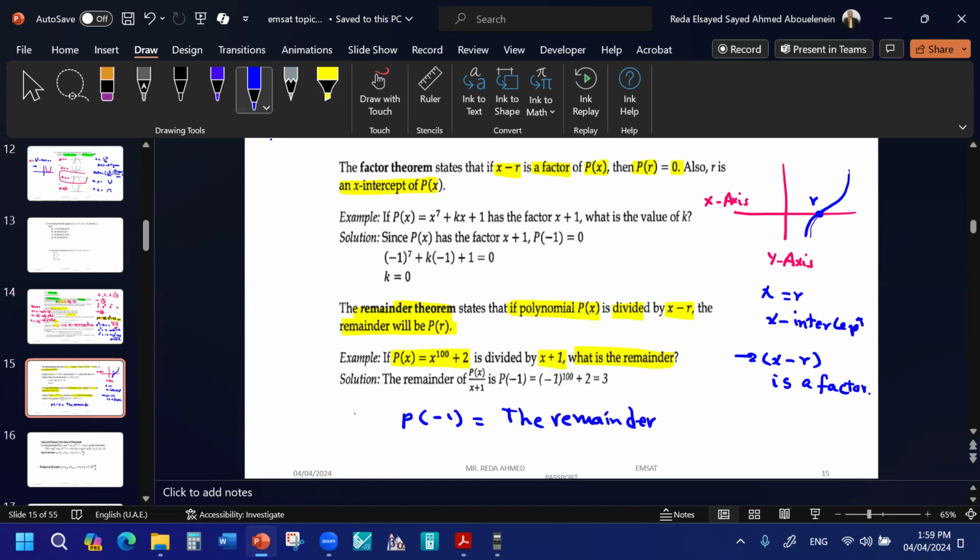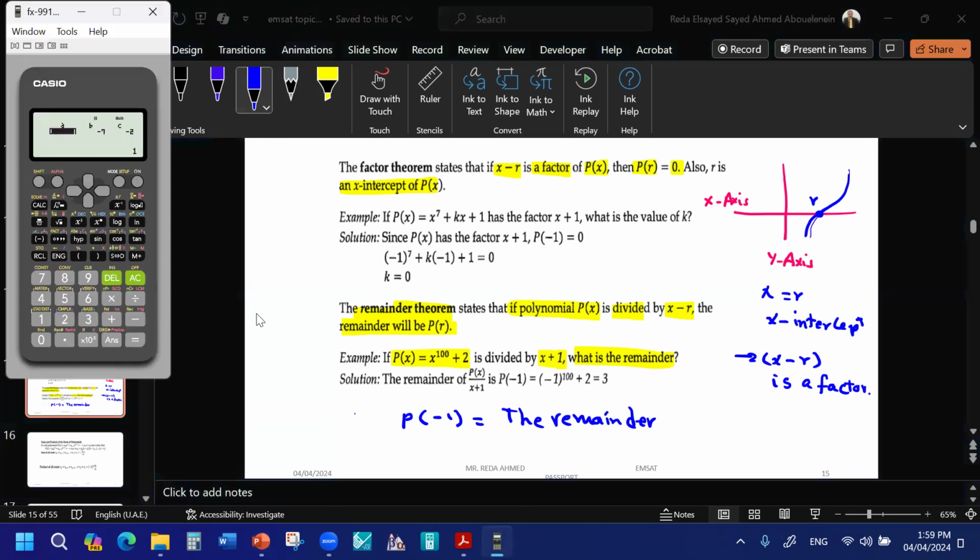If you are asked to find the remainder, you can find it by calculator. You can go to your calculator system, clear the calculator, and then write the function.